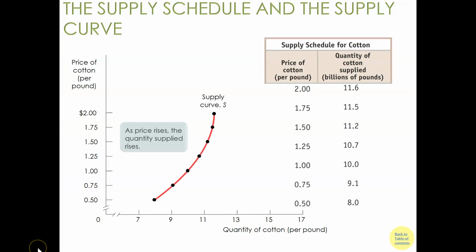So here is a supply schedule. On the right, the schedule is the table of price and quantity values. Notice that as we move from 50 cents to $2, the quantity of cotton supplied in billions of pounds rises. That is the law of supply. Everything else equal, ceteris paribus, an increase in the price causes suppliers to produce more quantity. And we're seeing that along that supply curve.